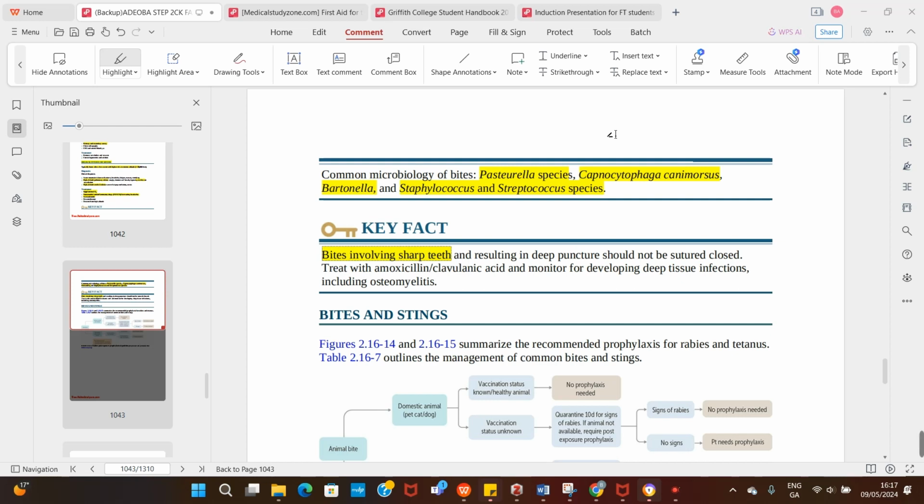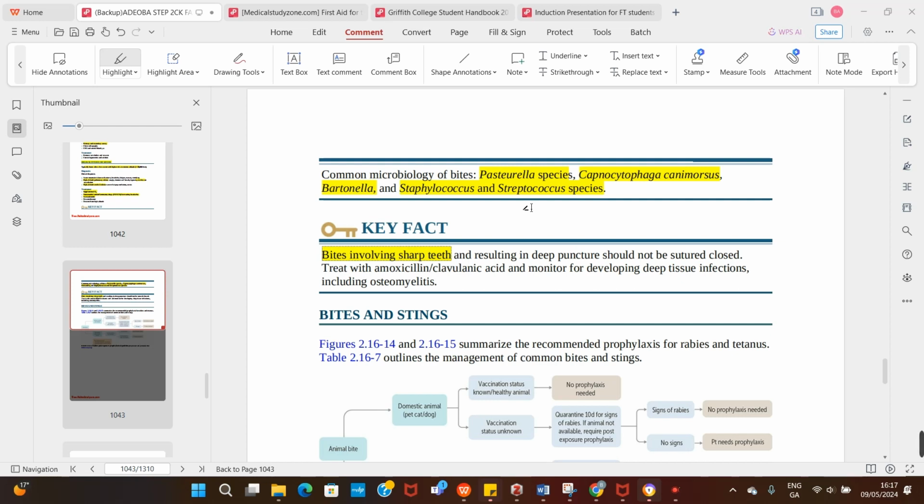So the organisms include the Pasteurella, particularly in dogs, the Capnocytophaga canimorsus, the Bartonella henselae, particularly in cats, the staph, and the strep. So these are the ones you see in cat and dogs: Pasteurella, the Capnocytophaga canimorsus, the Bartonella, the staph, and the strep.